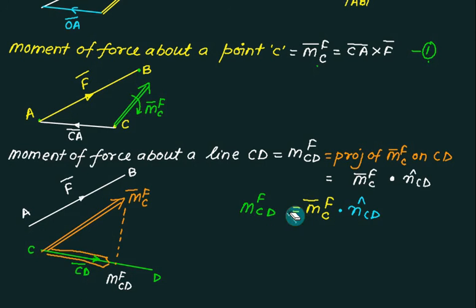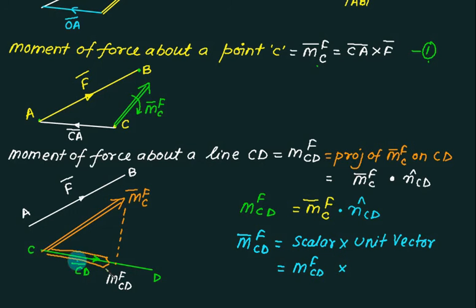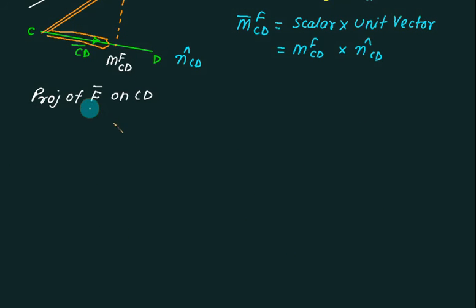Now, is this a scalar quantity or a vector quantity? This is a vector quantity. Whenever you want a vector, a vector is always defined by a scalar multiplied by a unit vector. So what is the scalar quantity? The scalar quantity is the moment of force about CD, multiplied by the unit vector along CD, which is n cap CD. If you want to find the projection of F bar, the projection means the dot product of F bar on the unit vector CD.